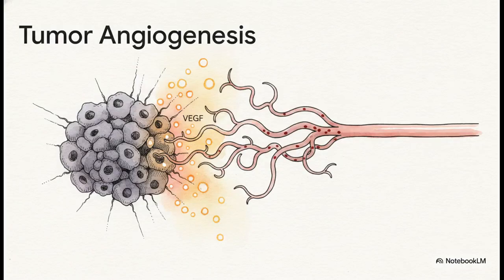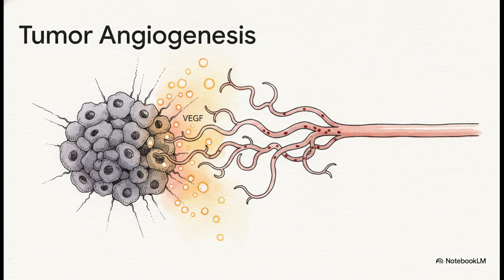Question 13. What process describes tumor angiogenesis? A, mechanical encapsulation. B, secreting proangiogenic factors like VEGF for new blood vessels. C, transformation into red blood cells. Or D, capillary bed calcification.